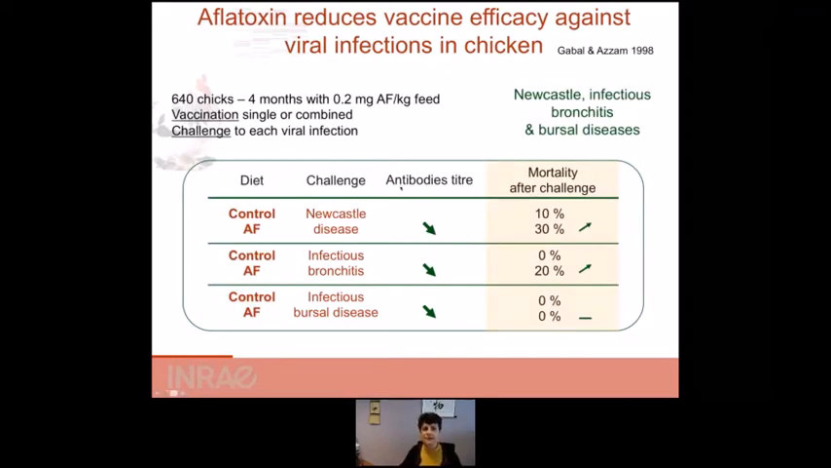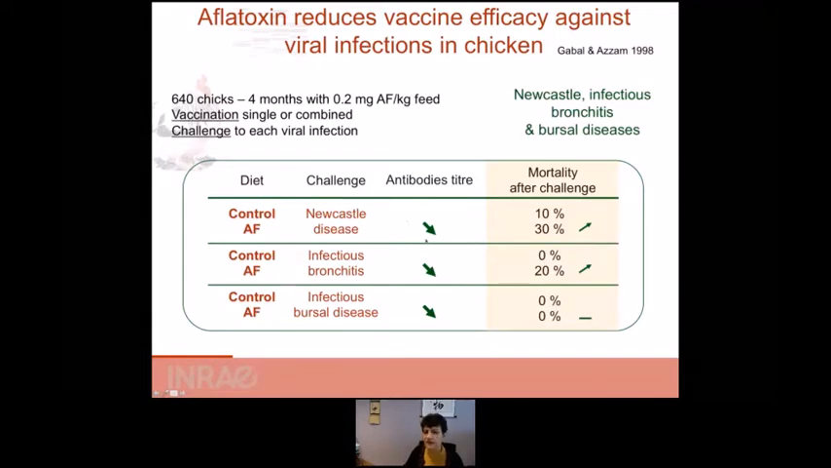So here it's an experiment with aflatoxin on viral infection. So basically there was more than 600 chicks, 2 months of age, that received feed contaminated with aflatoxin, and they were vaccinated and then challenged. They were vaccinated to different infection and then challenged with the pathogen. And basically, you can see that in the first set, they were challenged with Newcastle disease.